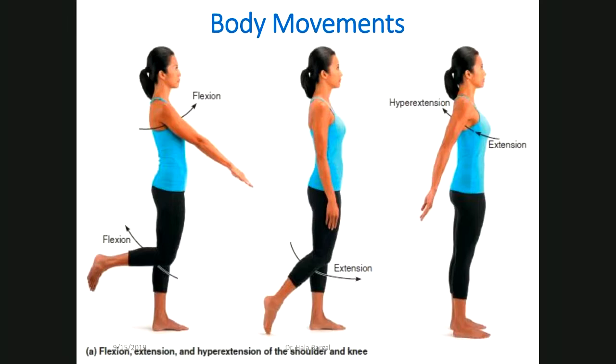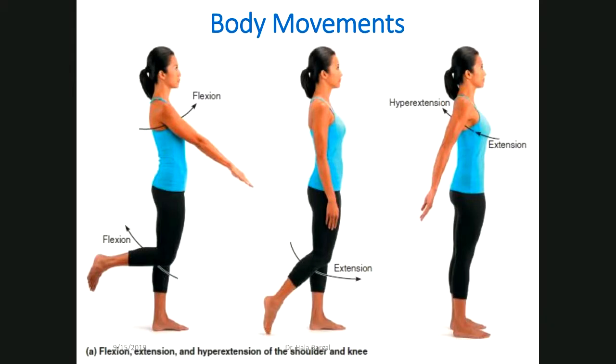Okay, we will start to discuss the body movement. First movement is flexion. Flexion means to turn your foot in this way, turn your leg in this way, move your arm by this way. Extension, this is the way of the extension. Hyperextension.